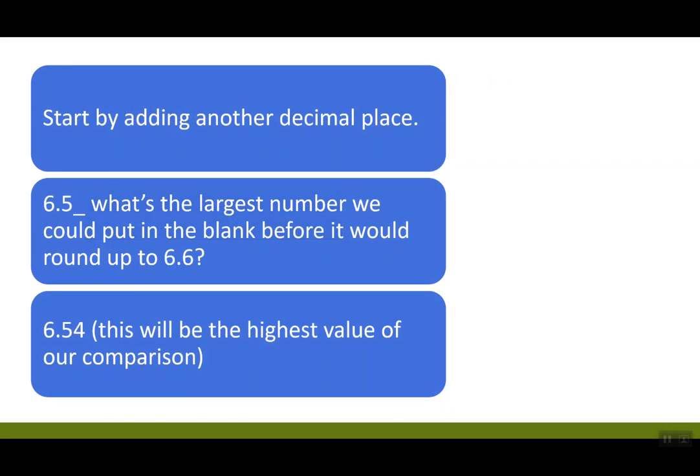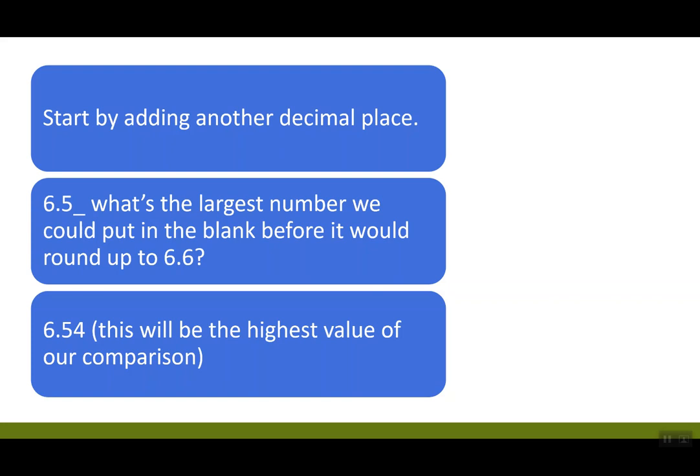So I'm going to add another decimal place. So you can see I went 6.5 blank. And I think, well, what's the largest number that I could put in this blank where I wouldn't round up to 6.6? And the answer is 6.54, right? If it went to 5, it would go up. At 6, it would go up. So I think the biggest number that could go beside that 6.5 would be 4. So I say, okay, I could have walked as much as 6.54 miles that day, but it rounded to 6.5.